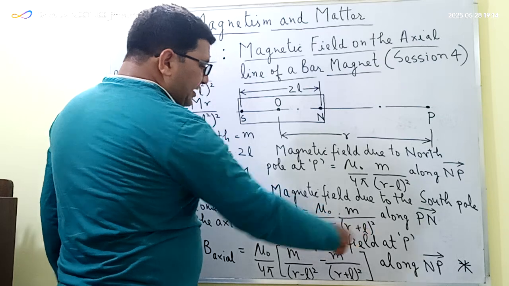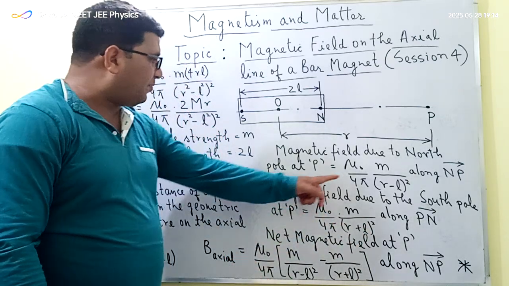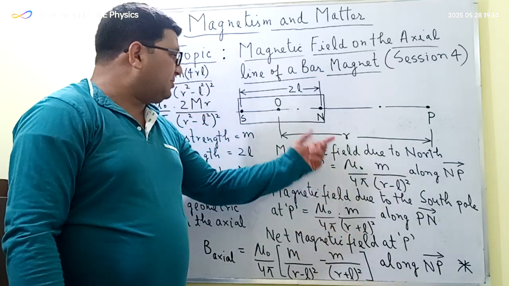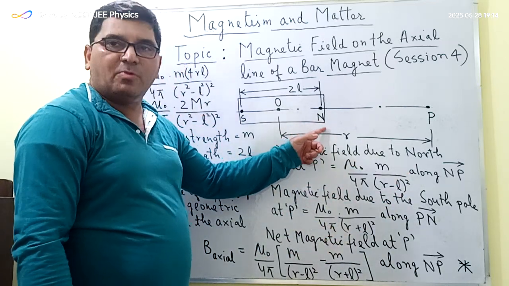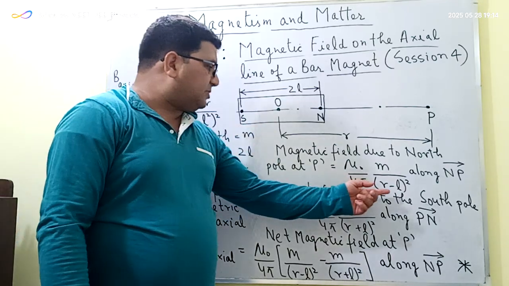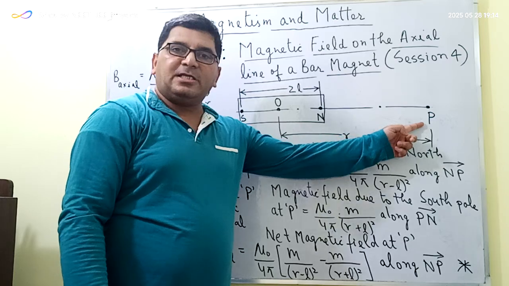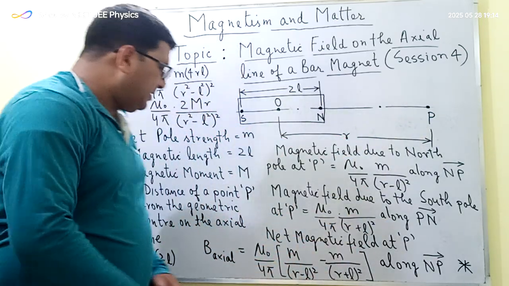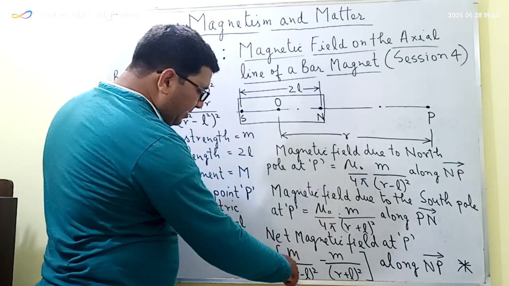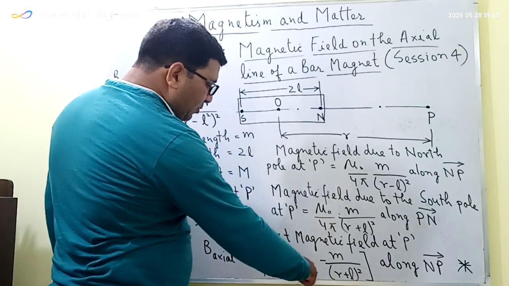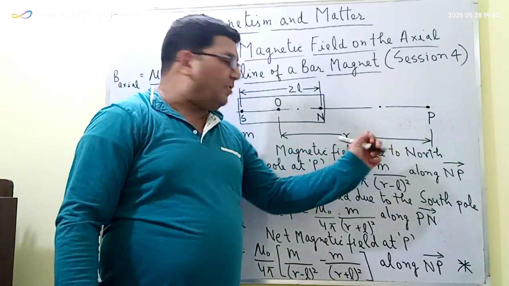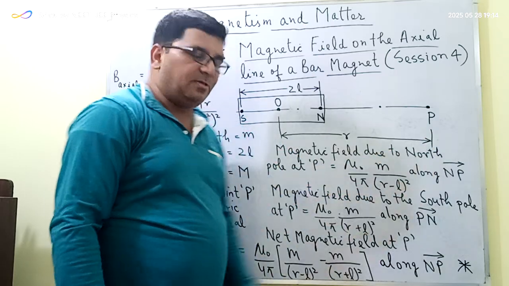So the net magnetic field at this point P will be mu naught upon 4 pi m divided by (r minus l) whole square, minus this value, because the magnetic field because of this north pole will be more than that because of this south pole, since this north pole is near this point P. So the net magnetic field at this point P is mu naught upon 4 pi into the bracket of m divided by (r minus l) whole square minus m divided by (r plus l) whole square, and this will be directed from N to P.